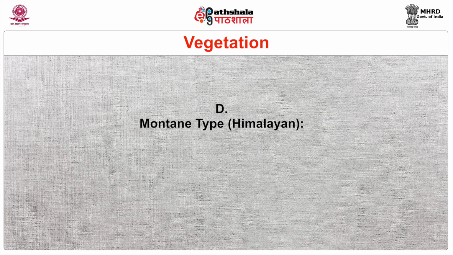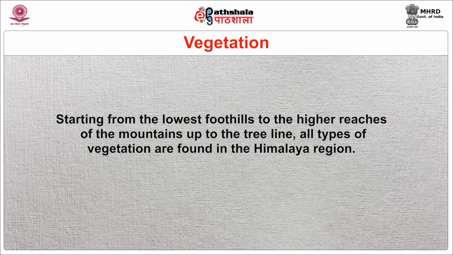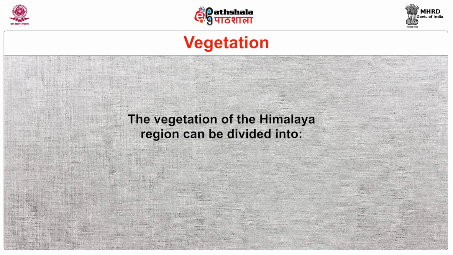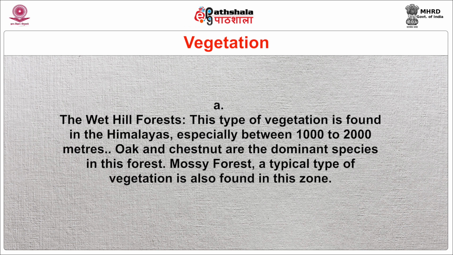Another type of vegetation is the montane type, that is Himalayan. Starting from the lowest foothills to the higher reaches of the mountains up to the tree line, all types of vegetation are found in the Himalaya region. The vegetation of the Himalaya region can be divided into, the first is the wet hill forest.